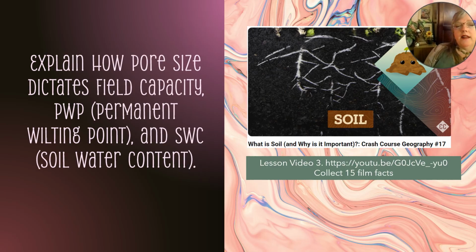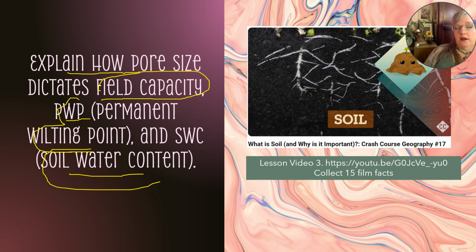Here is our next objective: to explain pore size. Remember, that's the holes in between the particles, and how it dictates field capacity, permanent wilting point, and soil water content. So these are three things we're going to learn. We're going to learn what field capacity is, what permanent wilting point is, and what soil water content is, and we're going to learn how pore size dictates those three things.